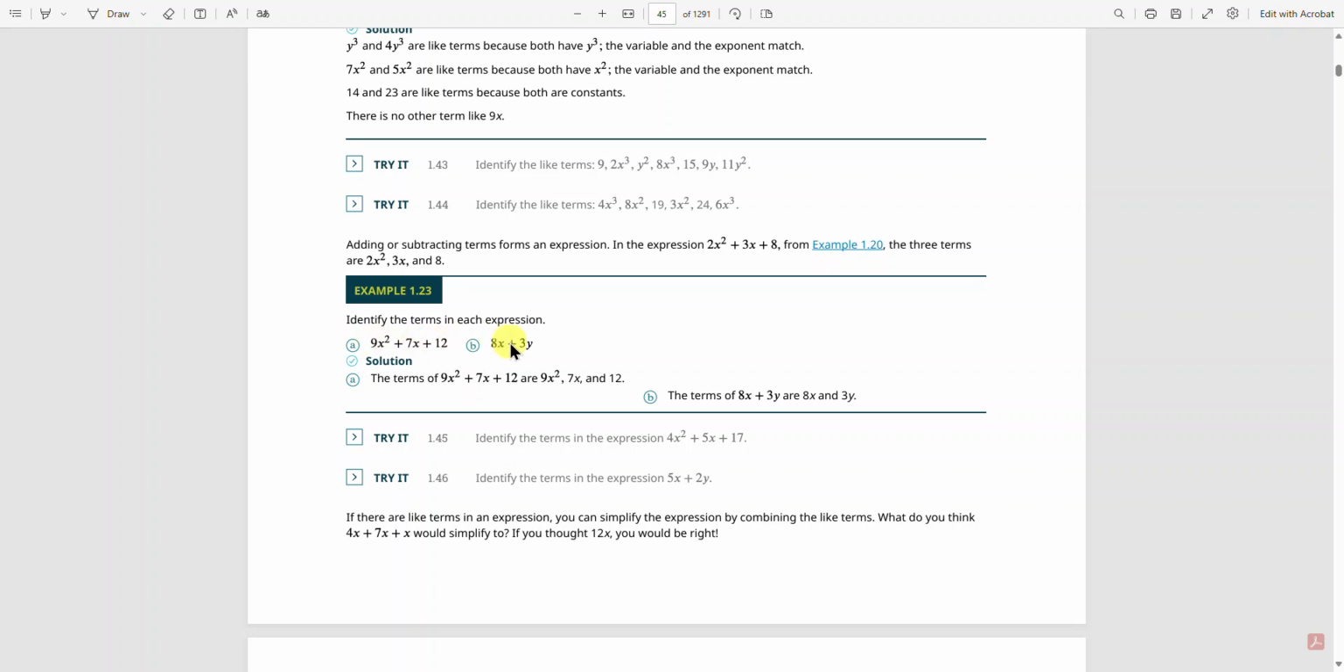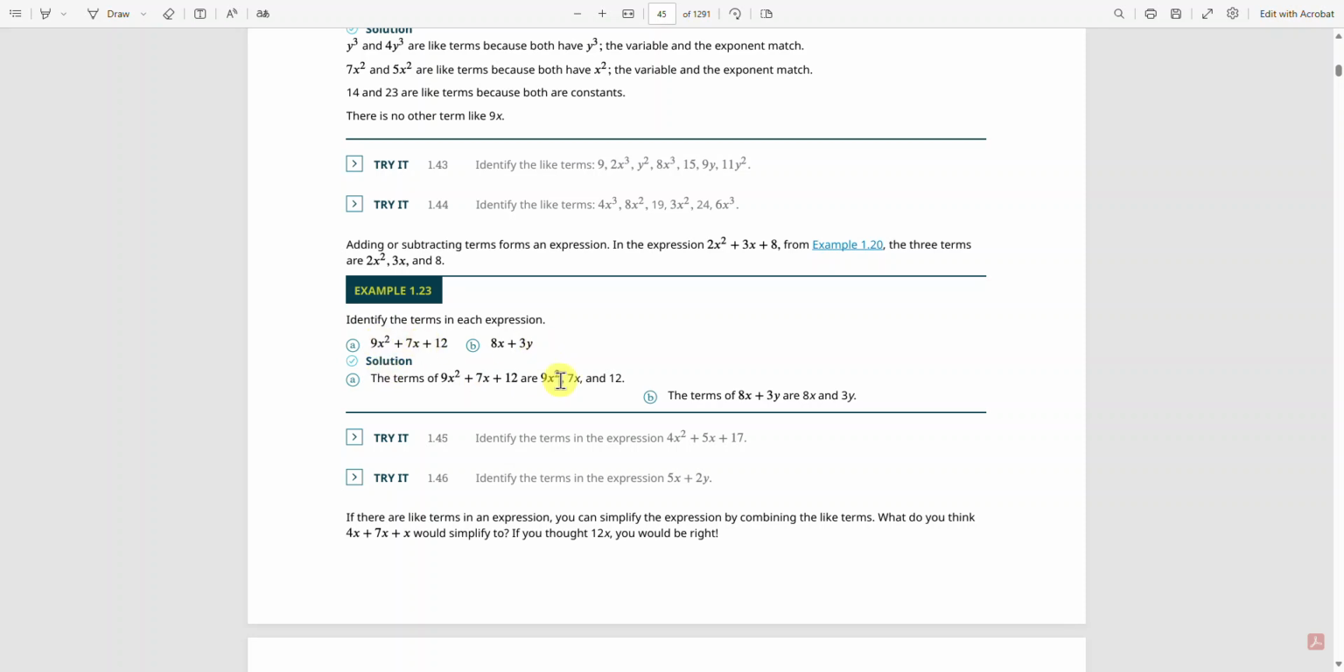Next, 8x plus 3y. Again, the guidance that I gave you is most simple. If we see expressions separated by addition or subtraction, those are terms. So 8x is a term and 3y is a term. The textbook here says that 8x is a term because it's a constant multiplied by a variable. And this 3y is also a term because it's a constant multiplied by a variable, 8x plus 3y. So there's 2 terms here, 3 terms here.